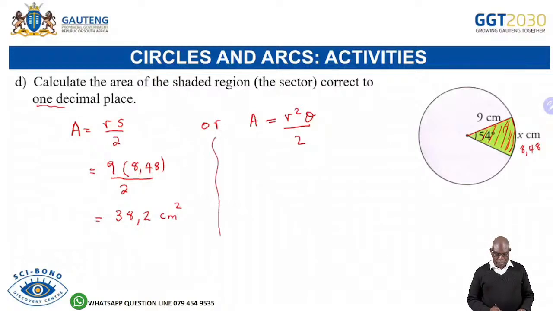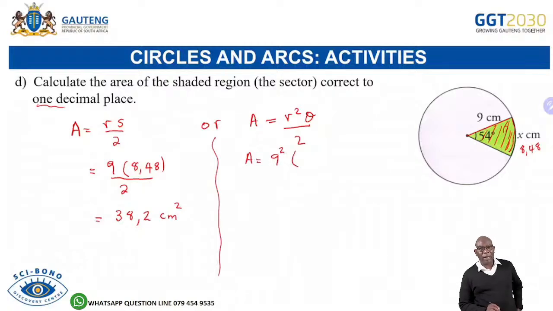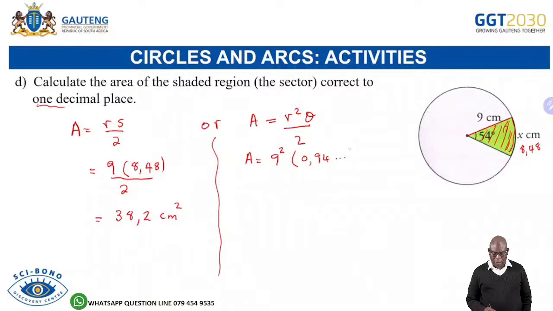So now in this other solution, I can say area equals to the R squared, which is 9 squared. But remember, I already have the angle in radians. So my angle was 0,94 and some values there. Remember, I must use all the values.